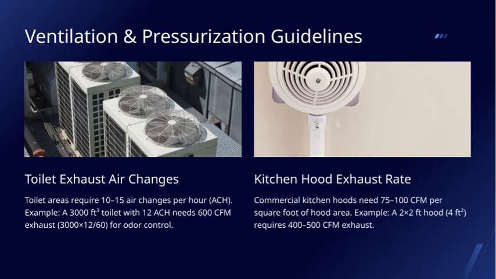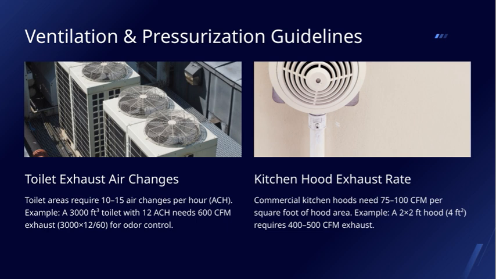Let's talk about ventilation and pressurization guidelines, starting with commercial kitchen hoods. They typically need about 75 to 100 CFM per square foot of hood area. For example, if you have a 2 by 2 foot hood, which is 4 square feet, it would require roughly 400 to 500 CFM of exhaust. This helps ensure proper removal of cooking fumes and heat, maintaining a safe and comfortable environment.